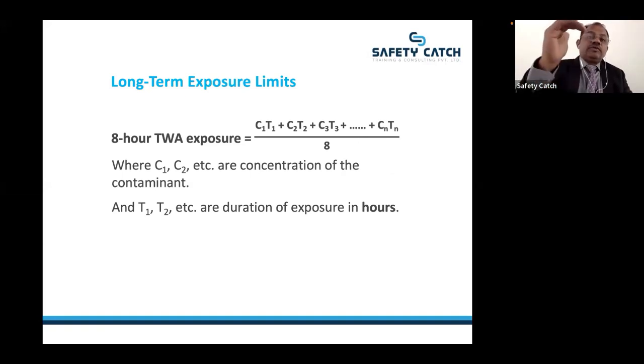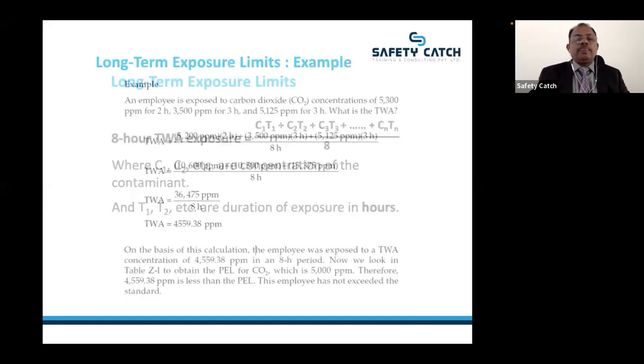After that, it increased to 50 ppm for 1 hour, so plus 50 into 1. Like that, you take the continuous concentration for its duration and multiply it. You keep adding up to 8 hours, then divide by 8. That is the average. We'll see now. Now, this is a problem.